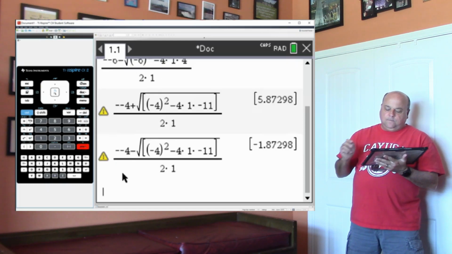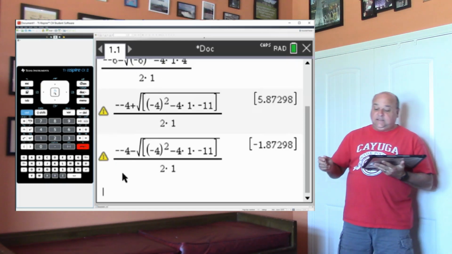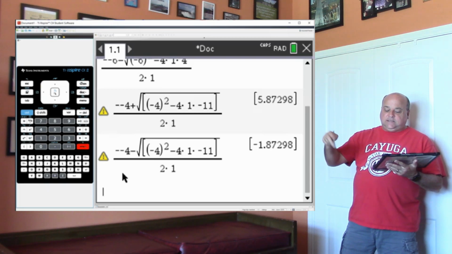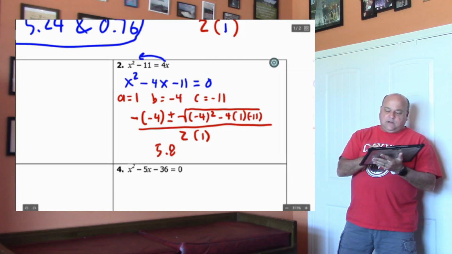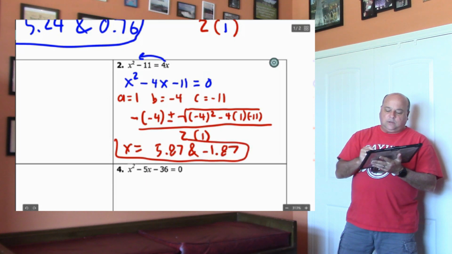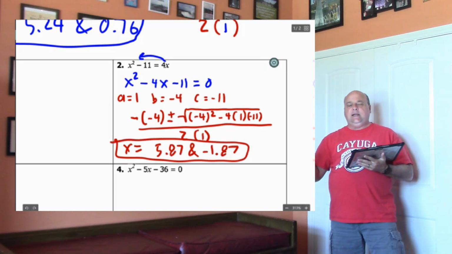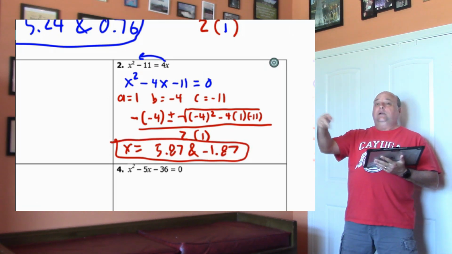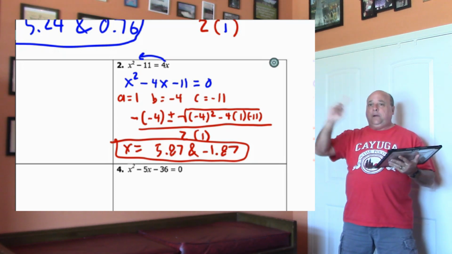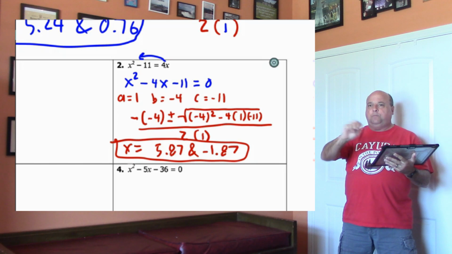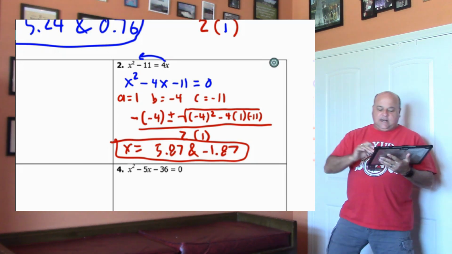Now then hit enter. And negative 1.87. So 5.87 and negative 1.87, x equals. Those would be my answers, okay? Remember, this is kind of tedious. I'm going to do one more because I'm kind of messing up. On your calculator, it won't be that bad. I'm having to go back and forth. You can just see the paper and put it in, okay? So this is kind of tedious for me.